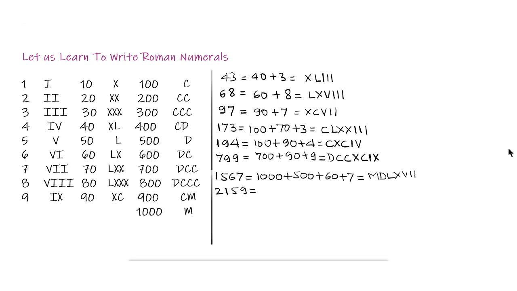Our next number is 2159. So 2159 equals 2000 plus 100 plus 50 plus 9. So 2000 is MM, 100 is C, 50 is L, and 9 is IX. So 2159 is MMCLIX.